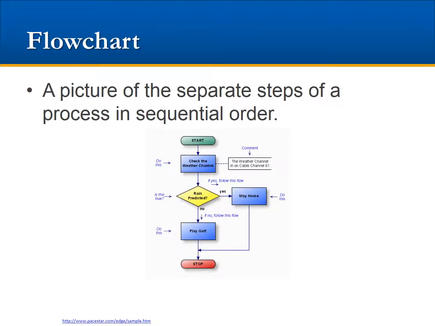A flowchart is a picture of the separate steps of a process in sequential order. It is a useful way to examine how the various steps in a process relate to each other. Elements that may be included are a sequence of actions, materials or services entering or leaving the process. These are also called inputs and outputs. Decisions that must be made, people who become involved, time involved at each step, and/or process measurements.